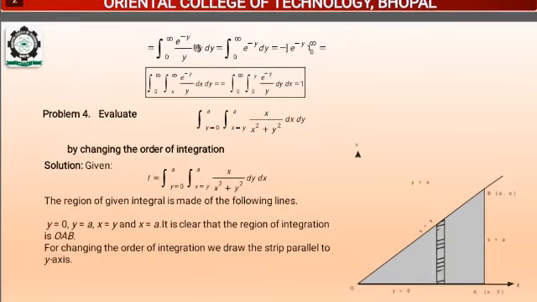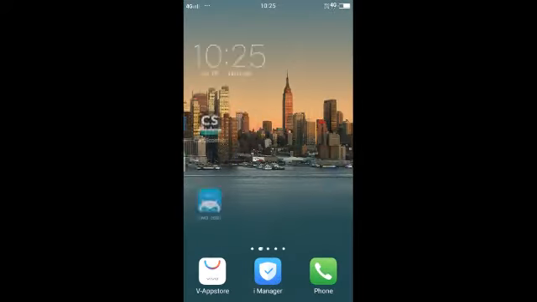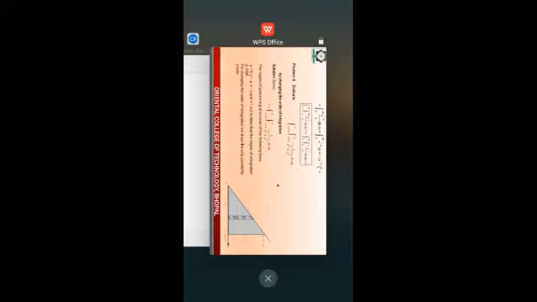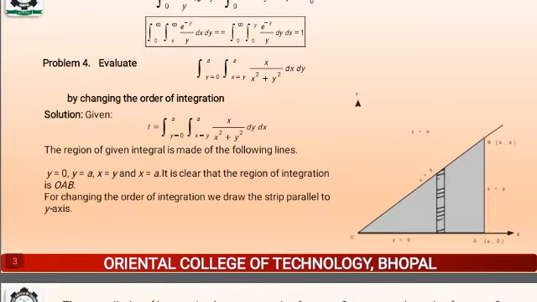Next question: evaluate the integral y equal to 0 to a, x equal to y to a, of x upon x square plus y square dx dy, by changing the order of integration. The region of the given integral is made of the following limits: y equal to 0, y equal to a, x equal to y, and x equal to a. It is clear that the region of integration is OAB.